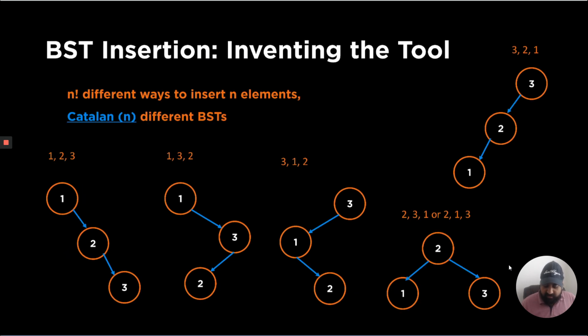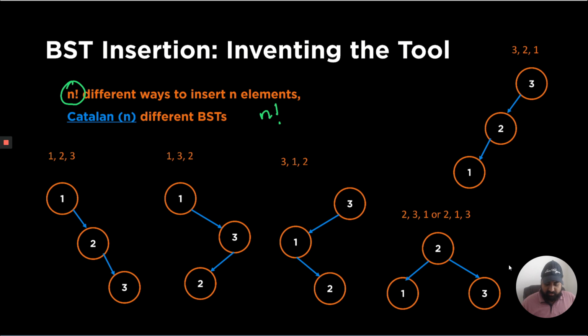So in the last video, when we talked about the ways to insert n elements, we discussed that there are n factorial ways. Now we are going to see that actually there are only Catalan n different BSTs that are possible out of this n factorial number of ways. And Catalan n is basically a series of numbers, just like we have Fibonacci numbers. Catalan numbers is a function where if you input n, it will return how many possible states there are. It's a combinatorial tool, and we are not going to go into depth for this.